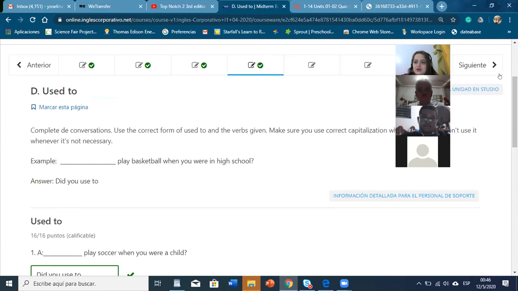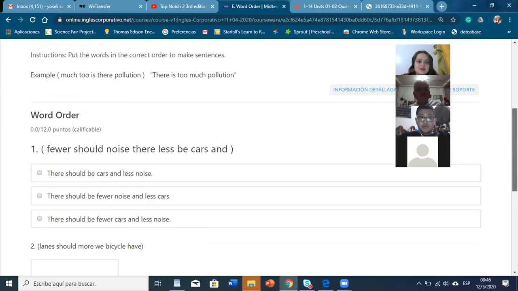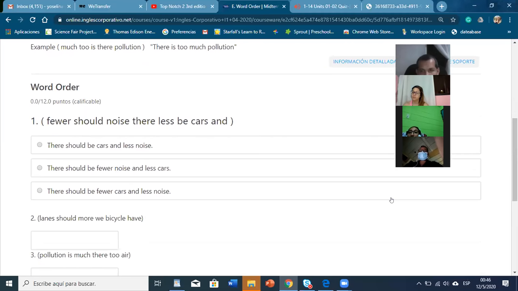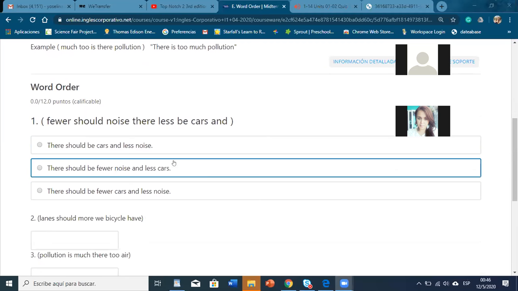We're going to go to letter E. It says we have to put the correct word order. Let's put this in the right order, following the structure we learned, okay? Catherine, first one, please. There should be fewer cars and less noise. The second one, there should be fewer noise on a car. Do you all agree, guys?